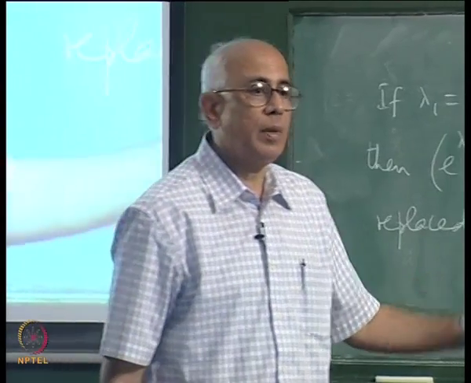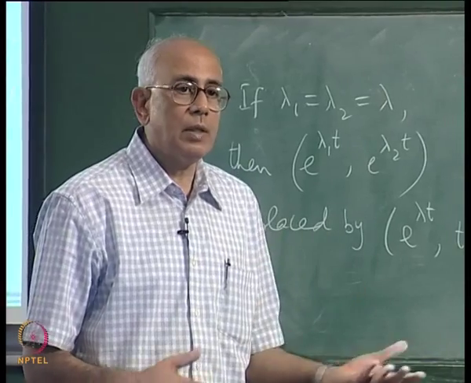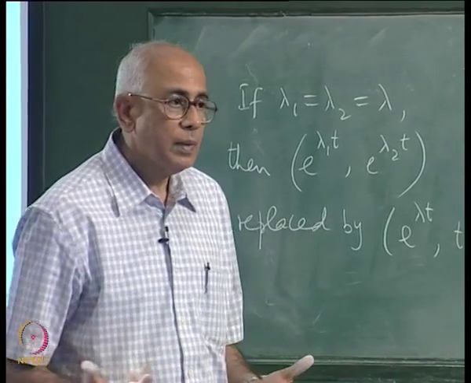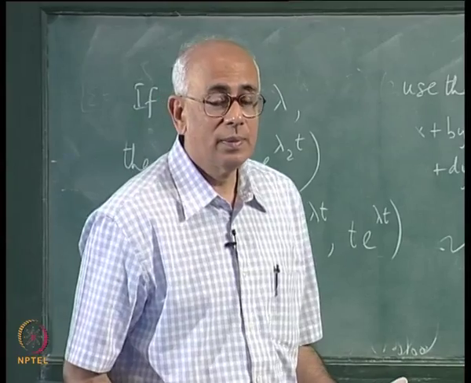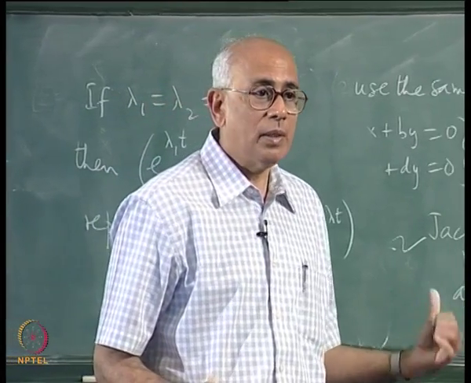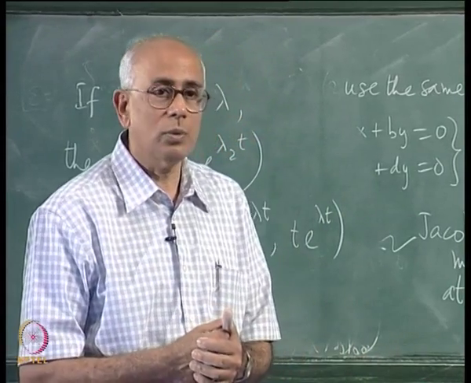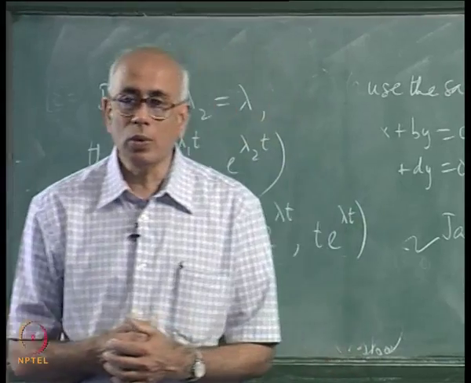Interesting things are going to happen because they could either be both positive or both negative, or one positive and one negative, or complex, because the matrix coefficients A, B, C, D are real, and therefore the roots would appear in complex conjugate pairs. This would play a role. So we will see.